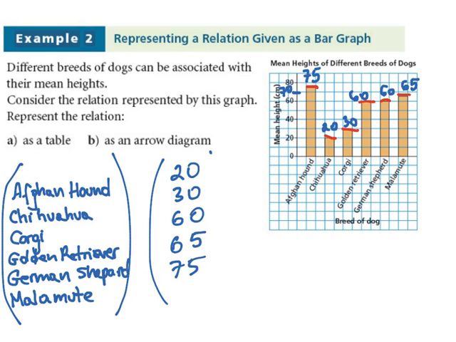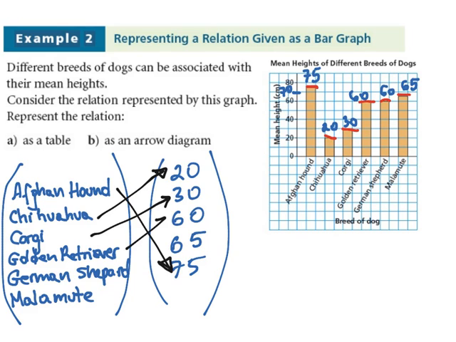And now we're going to link the Afghan with its height, which is 75, the Chihuahua with 20, the Corgi with 30, Golden Retriever with 60, and so is the German Shepherd, and the Malamute with 65. And that's your arrow diagram.